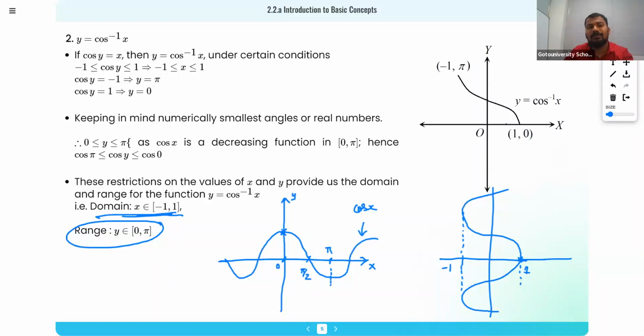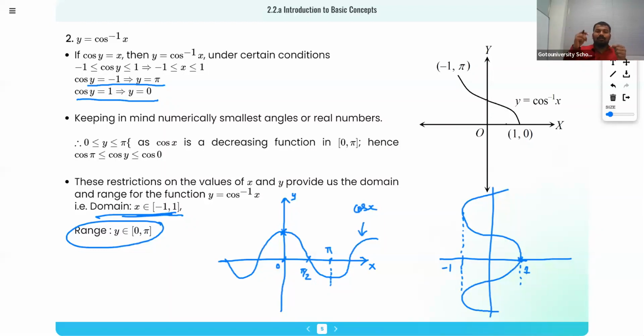So what you do is you apply cos on both sides, or cos inverse on both sides. So x is nothing but cos y. So can you say cos y is -1? If you want to find out the value for -1 here, then I can say y is going to be pi. And if you want to find out the value for 1, I can say y is going to be 0. Isn't it?